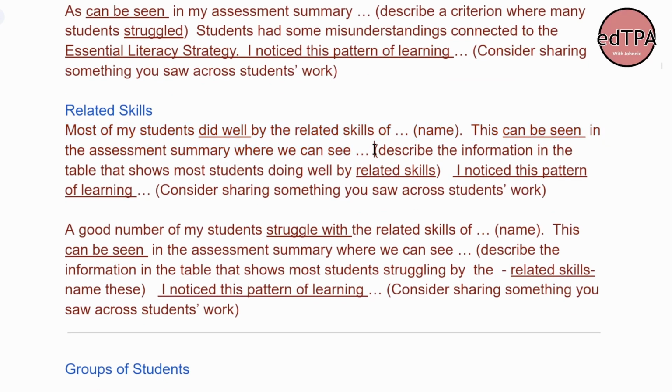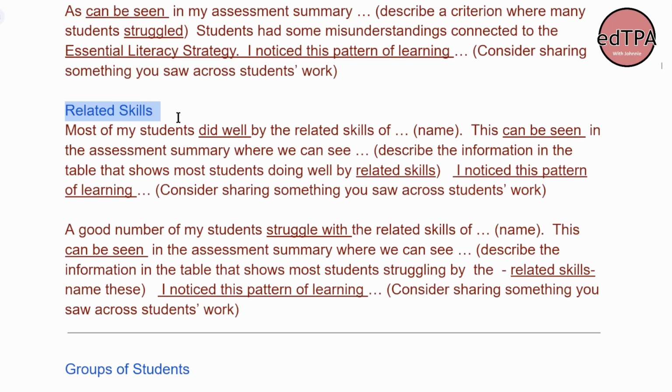Describe the information in the table that shows most students doing well in related skills. I noticed this pattern of learning. Consider sharing something you saw across students' work. So the first part is what you see in the table. Okay. Second part is what you see in students' work. So this is all evidence.